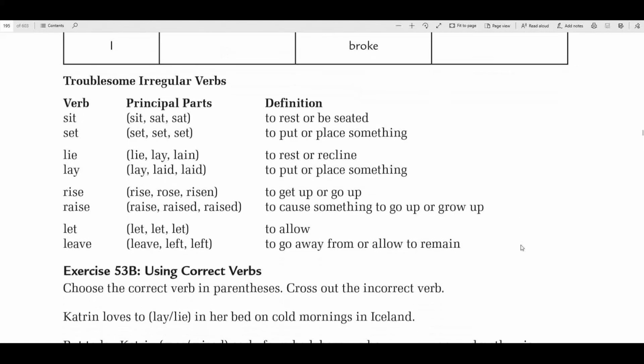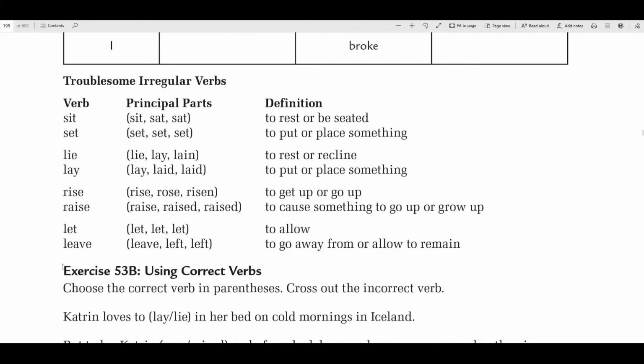Okay. I should have those filled out. So here's some troublesome irregular verbs. And I must admit to you, these right here get me totally confused. I have to really think about it, and oftentimes I'll get these wrong. So we may be practicing on these together.